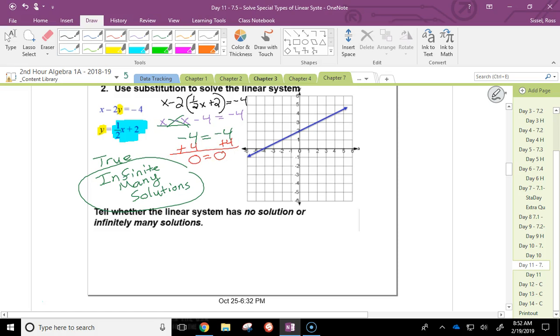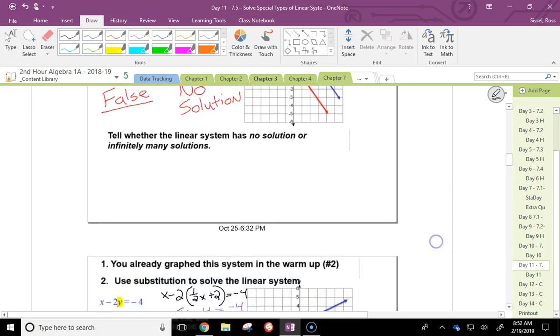It's going to equal 0. Then you get to 0 equals 0. That's also a true statement. Still infinite. So, we're going back to this.